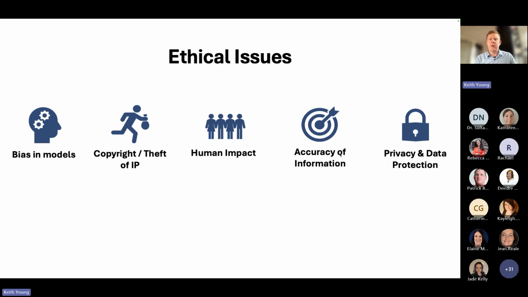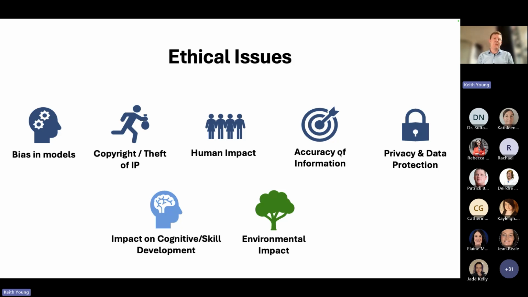I don't know if anyone saw this past week, but OpenAI released their Sora 2 model, and it really has me worried in terms of what this is going to do around deep fake technology. And then there's obviously the privacy and data protection elements as well. But two that I am going to focus on in this talk in a bit more detail are going to be the impact on cognitive skill development and the environmental impact. And we're going to start with the environmental impact.